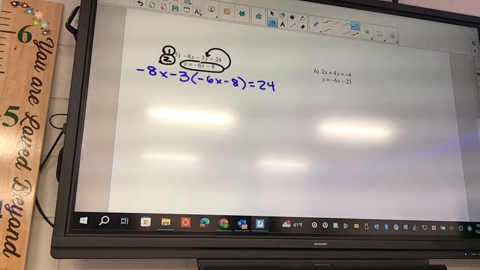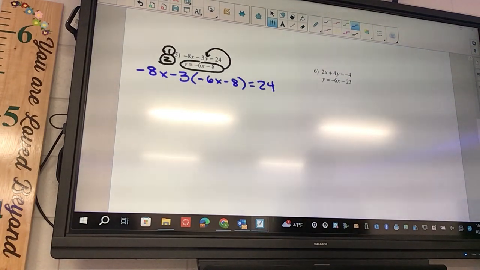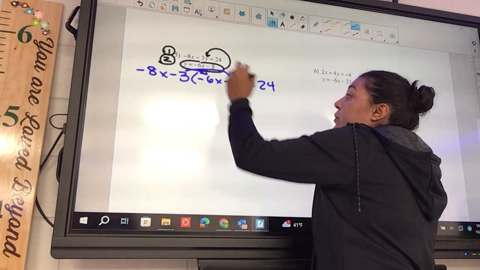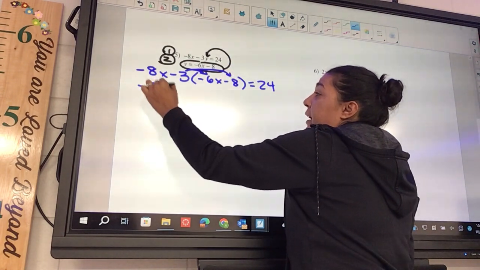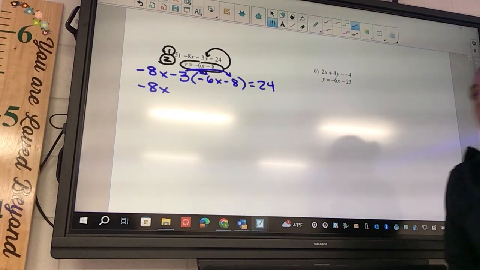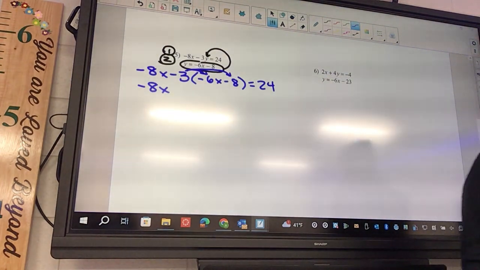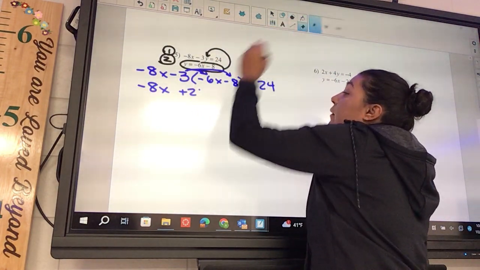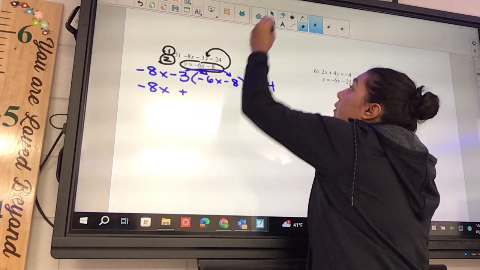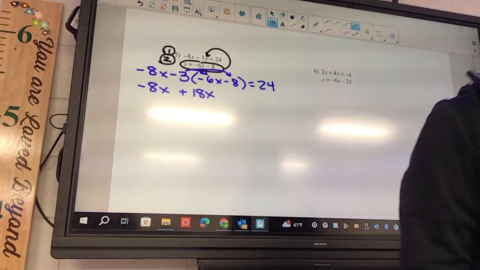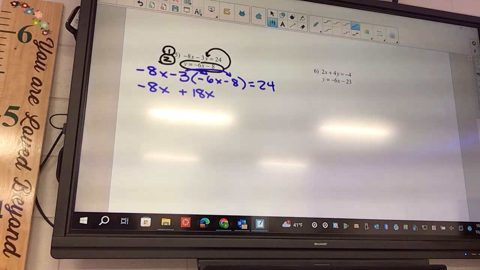And then again, we're gonna do our parentheses first, and we did that on the other page too. So we got negative 8x. What is negative 3 times negative 6? Positive 18. I almost wrote down 24. 18x. Negative 3 times negative 8. Positive 24.